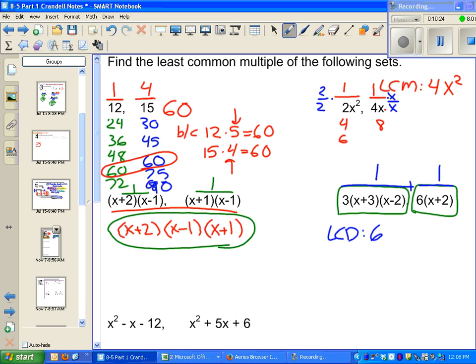We have an x plus 3, so we need one of those. We also have an x minus 2, so we need to have that because there's no way I could turn the second fraction into an x minus 2. And we also need an x plus 2. Okay, so that whole thing would be the LCD.